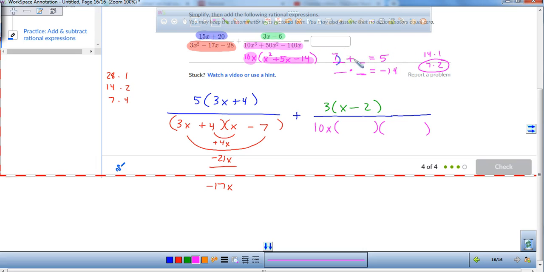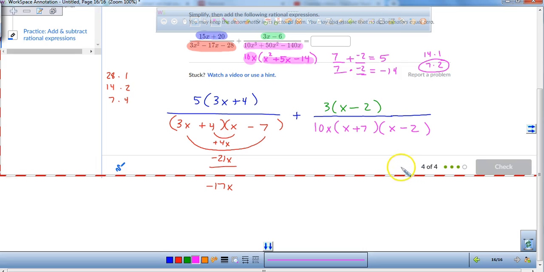if I put a 7 here and a minus 2, 7 plus negative 2 is 5. And 7 times negative 2 is negative 14, which gives me my factors of x plus 7 and x minus 2. Now I have everything completely factored.